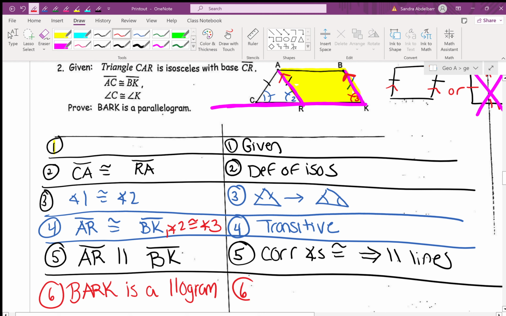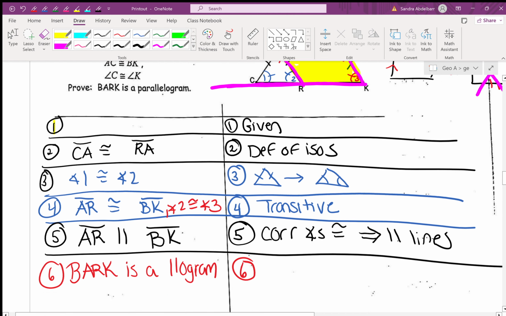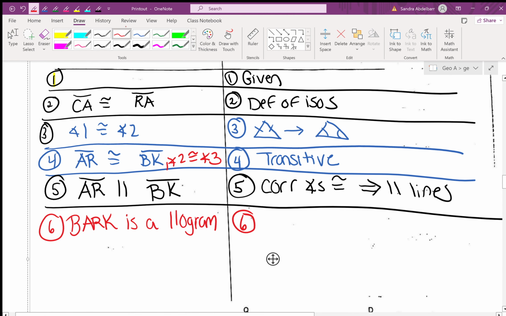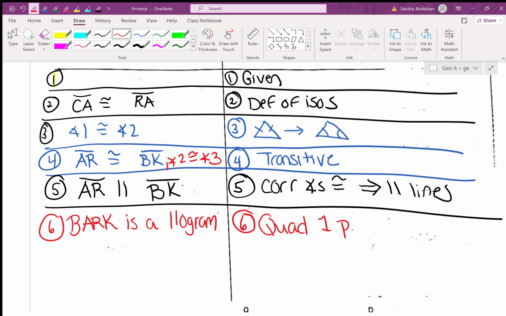Without looking back, who thinks they know the wording for this? Livy? Quad, opposite sides. Is it both or one? One. Good. One pair of opposite sides, congruent and parallel yields parallelogram. You got it.